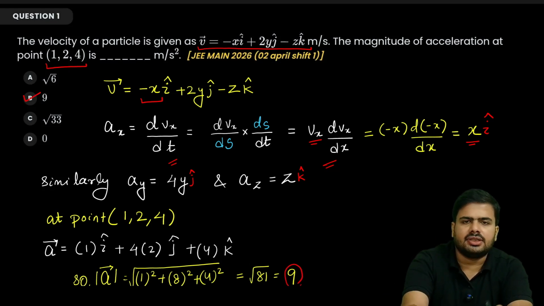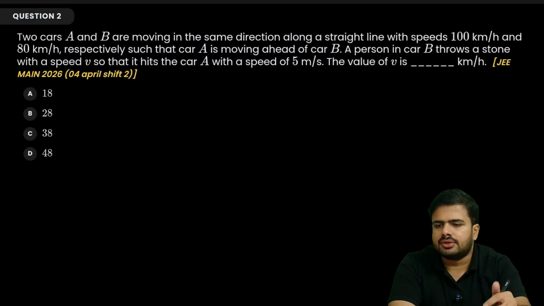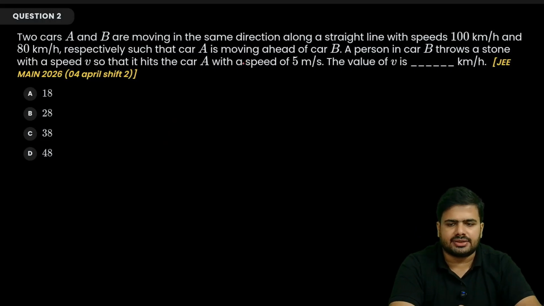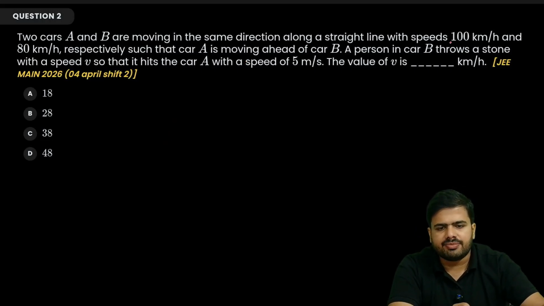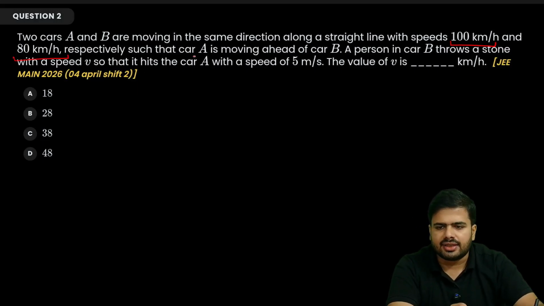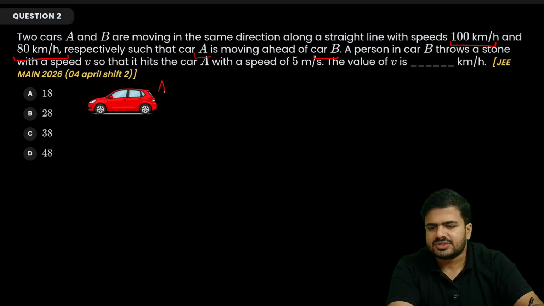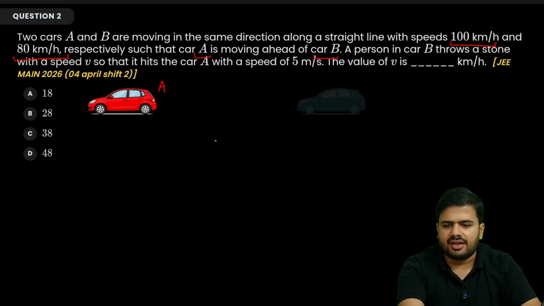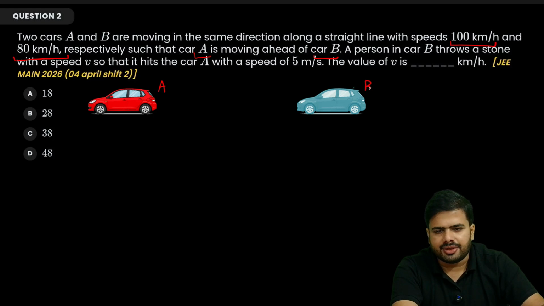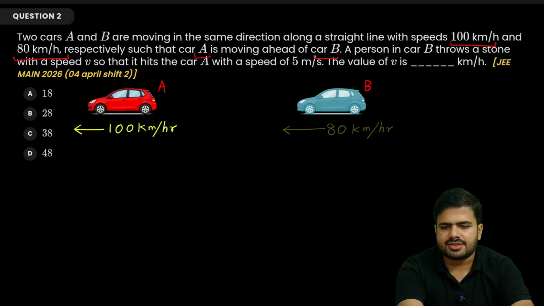Now let's move on to the next question. It's a very good question. Here they have given that two cars are moving in the same direction along the same straight line with speeds of 100 km per hour and 80 km per hour respectively, such that car A is moving ahead of car B. Let's draw the situation. The red car is car A and the blue car is car B. We also mention the speeds: 100 km per hour, and the next car's speed is 80. Both are moving in the same direction.